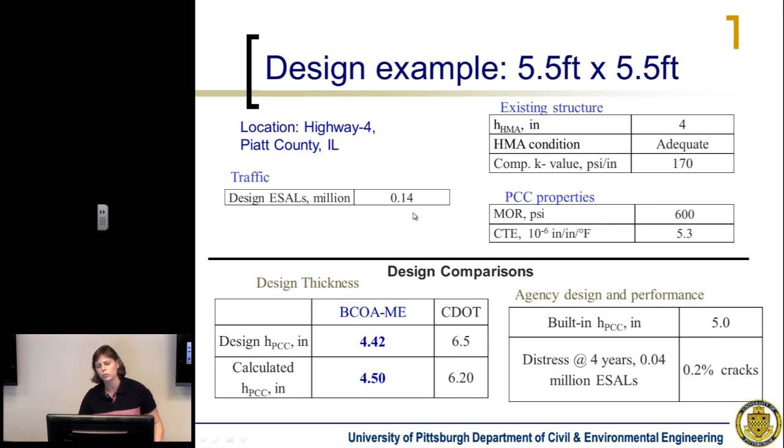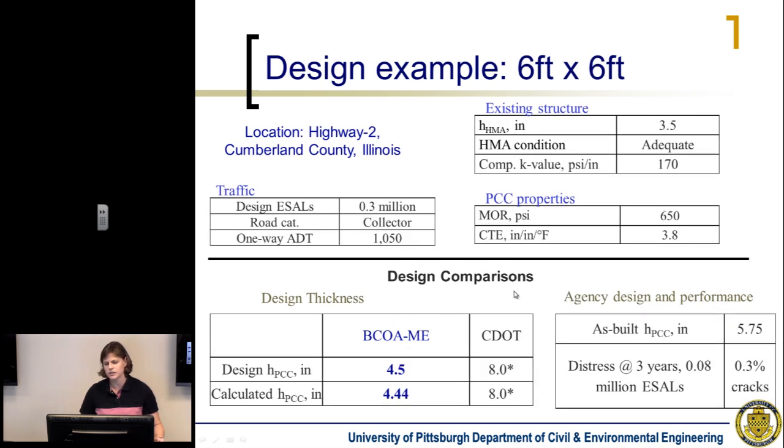Now we're going across to Illinois, and we have lower traffic here with 0.14 million easels. Again, an asphalt thickness of 4 inches, and here we have a modulus of rupture of 600. So what was built was 5 inches. It's at 0.04, so about a third of the way through. We don't really have much cracking at 0.2% crack, so very little. What the BCOA-ME predicted was 4.42, or what we would probably design would be 4.5, and then the Colorado procedure was 6.5, so it's substantially thicker for the older procedure. So again, it seems like we have some reasonable predictions in our design here.